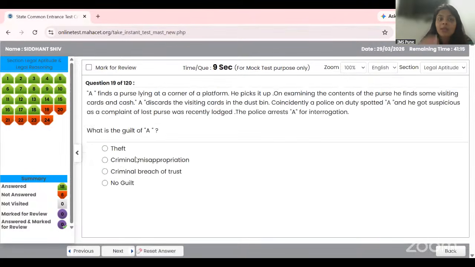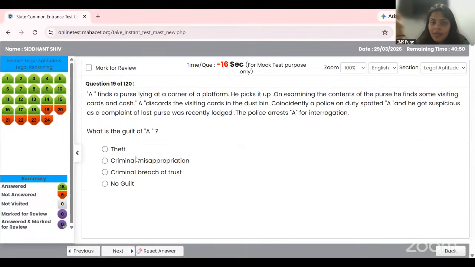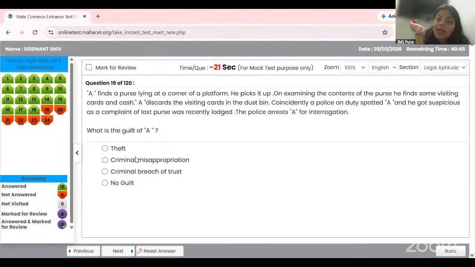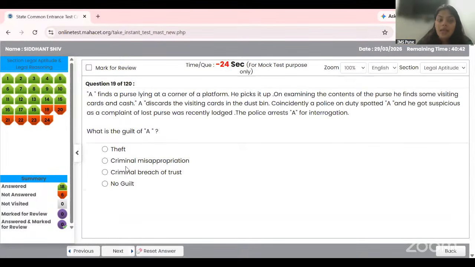Next question is: A finds a purse lying at a corner of a platform. He picks it up. On examining the content of the purse, he finds some visiting card and cash. Now he picked up the purse. He found that there are things inside. Now he threw away the card, and meanwhile police spotted him. Okay, and police got suspicious of it, because there was a recent complaint filed regarding a lost purse. Now police arrest A for interrogation. What is the liability of A? Theft, criminal misappropriation, criminal breach of trust, or no guilt.